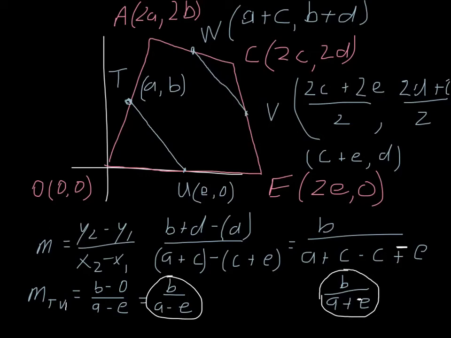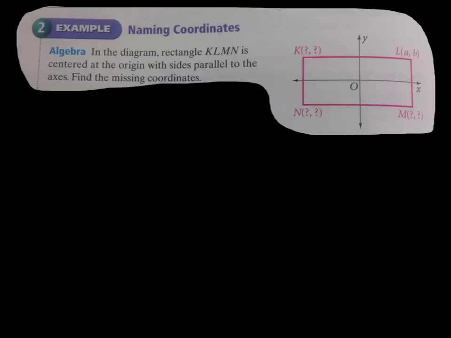Now again, on example 1 and quick check number 1, it worked better for us to put one vertex at the origin and one side of the figure along the x or y axis. As we're going to see in example 2, sometimes it works better to center the figure about the origin. In example 2, they center this figure at the origin and ask us the coordinates of K, N, and M.